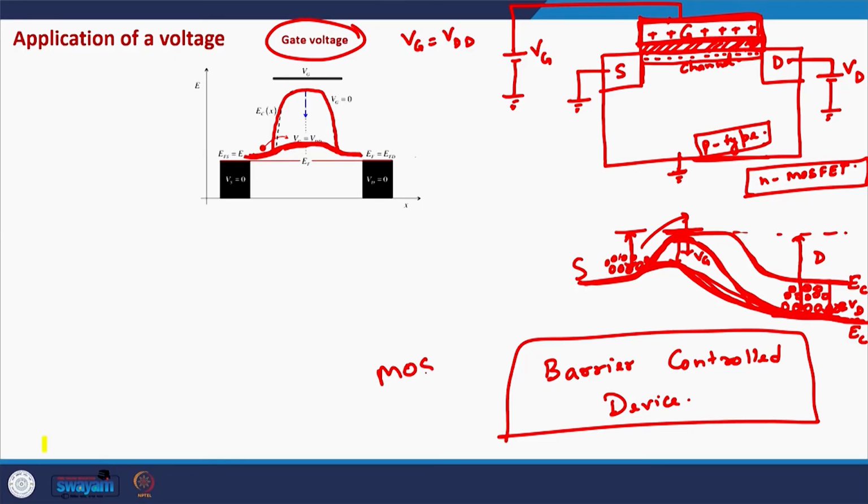Okay. So that is why the MOSFET is also known as a barrier controlled device, because by controlling this barrier, by controlling its height and the electronic distribution around it, we can control the entire IV characteristics of the MOSFET.